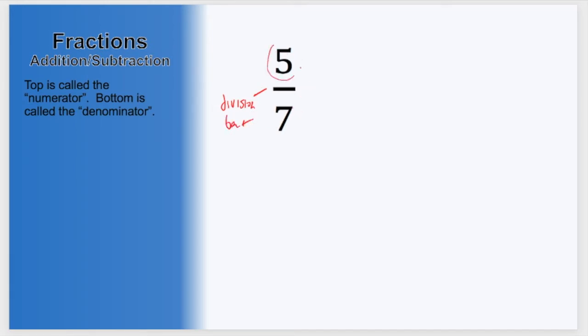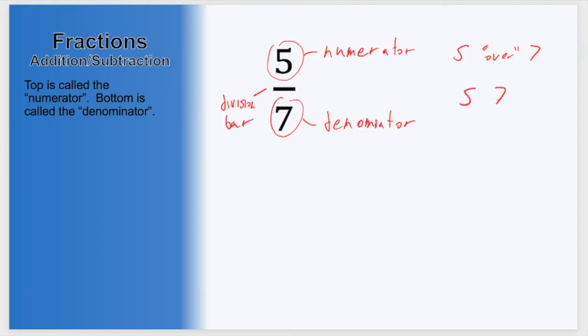The expression on top is referred to as the numerator, while the expression on the bottom is referred to as the denominator. This fraction, which represents 5 divided by 7, can be referred to as 5 over 7 or 5/7.